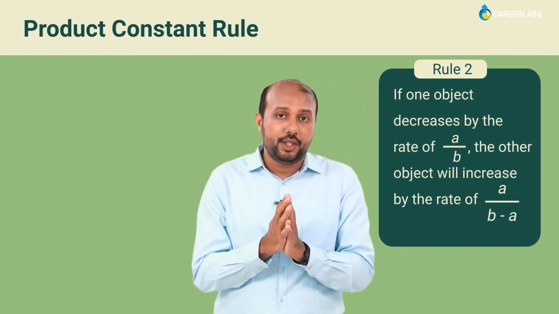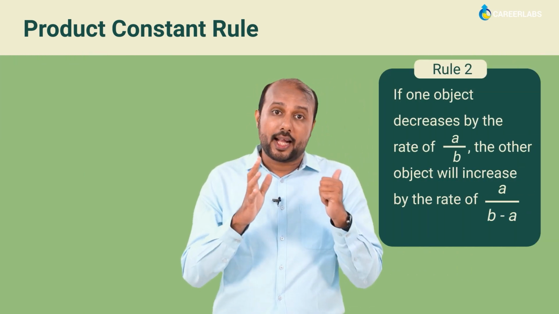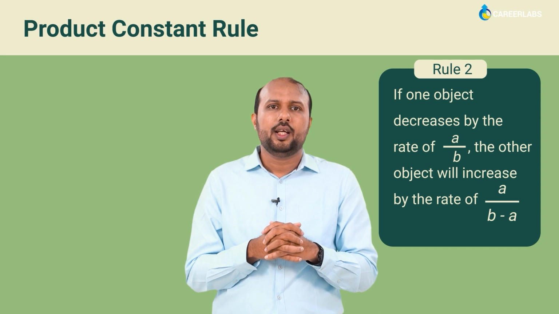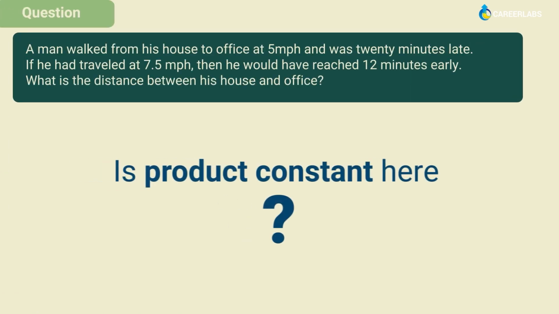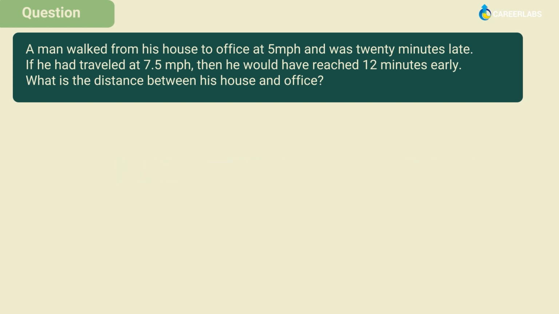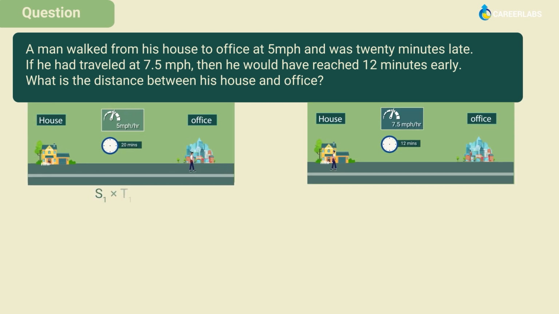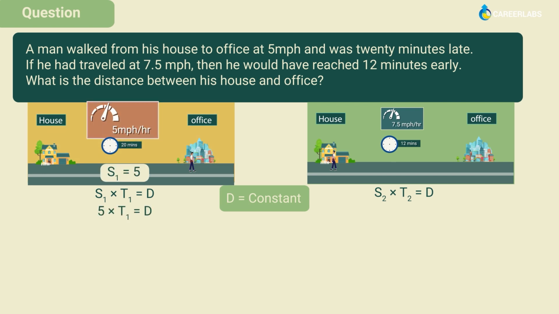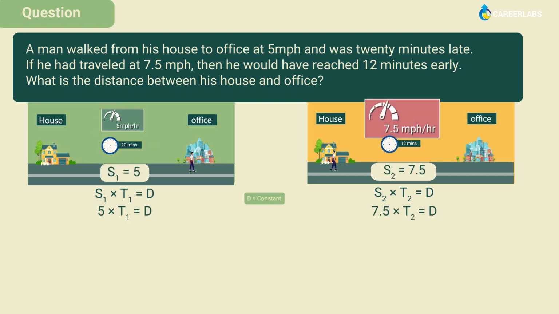Let's solve our question using the rule, our actual question which we started off with. Let's check out the question. You see here in the question, the product is constant, isn't it? Yes, the product is constant because if we read the question carefully, it is giving two different speeds and correspondingly two different times for the constant distance. And we know that speed and time are inversely proportional to each other. If you notice the speed in the first scenario, it was 5 miles per hour, and in the second scenario, it is 7.5 miles per hour.